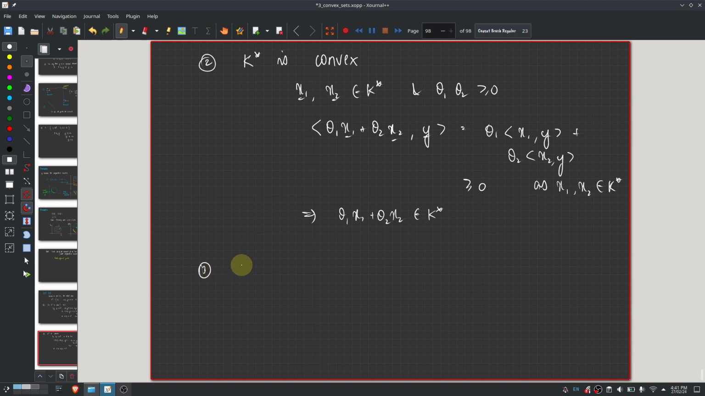So let's look at another property. Suppose that I have two cones, K1 and K2, such that K1 is perhaps a subset of K2. What can I say about K1 star and K2 star? Is it possible to say something about K1 star and K2 star? Is one contained in the other? K1 star is a subset of K2 star. Are you sure?